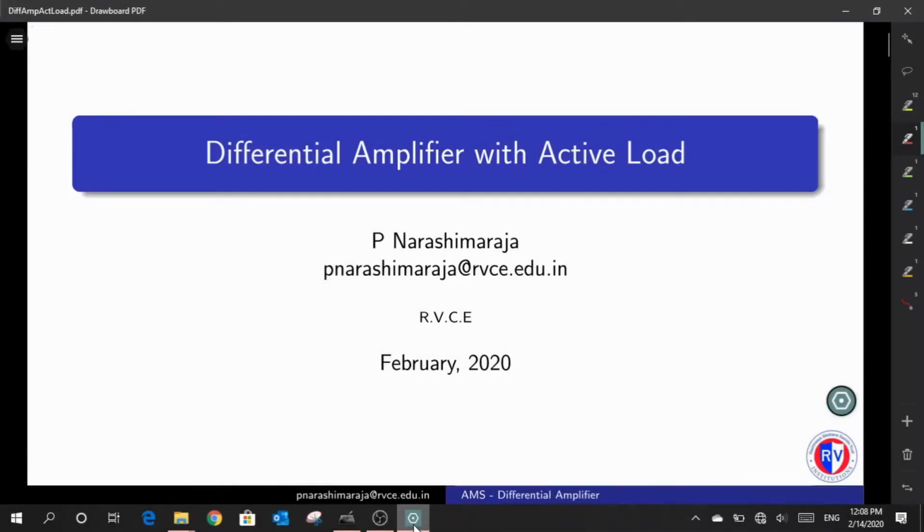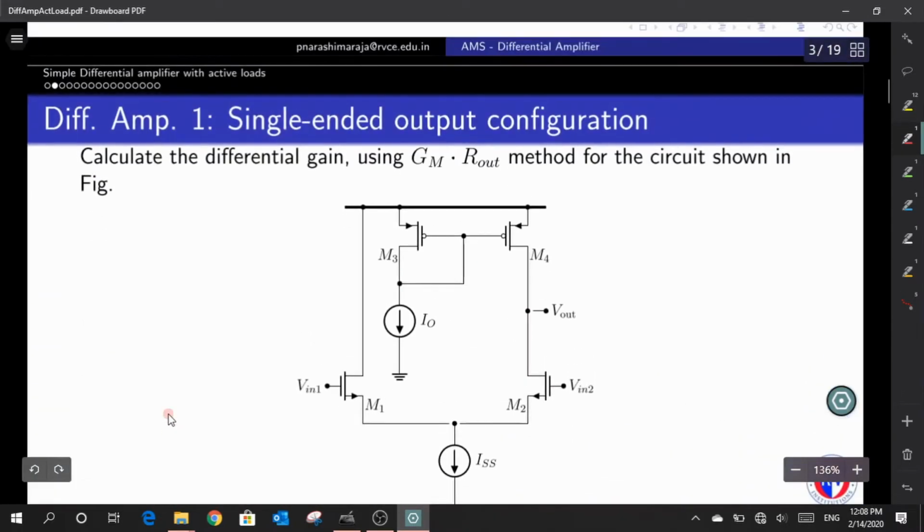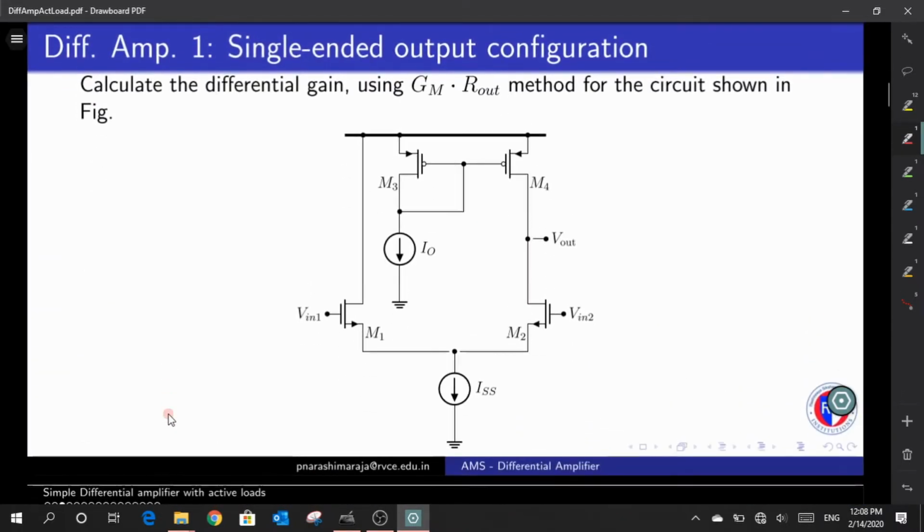So from the last class, we have been looking at the differential amplifier with active loads. We started our discussion with a single-ended output, but we had a different, weird structure. Now for this structure, we have been asked to compute the differential gain, and we were using the GM as well as ROut method in order to compute those.